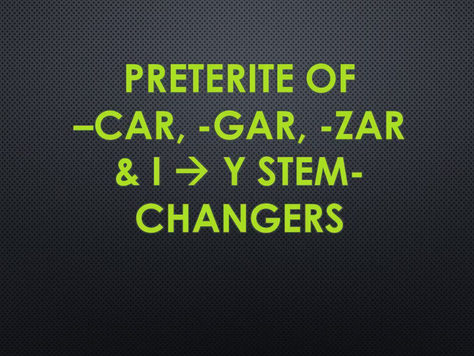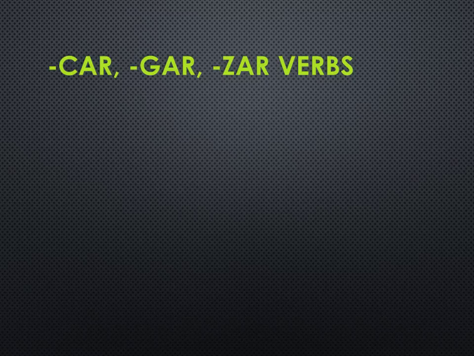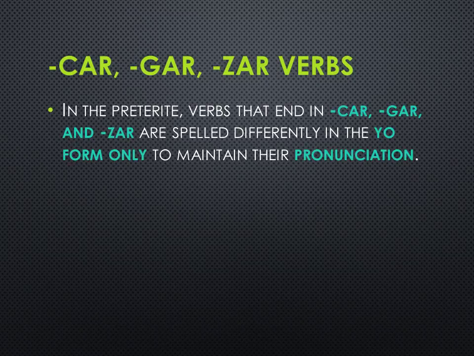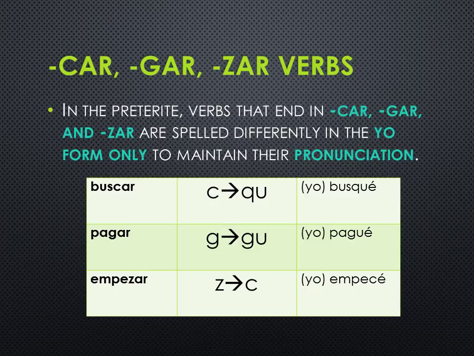Now what we're going to learn about is the preterite of verbs that end in -car, -gar, and -zar, and i to y stem changing verbs in the preterite. So, -car, -gar, -zar verbs. In the preterite, verbs that end in -car, -gar, and -zar are spelled differently in the yo form only to maintain their pronunciation. Okay, so this is our chart.